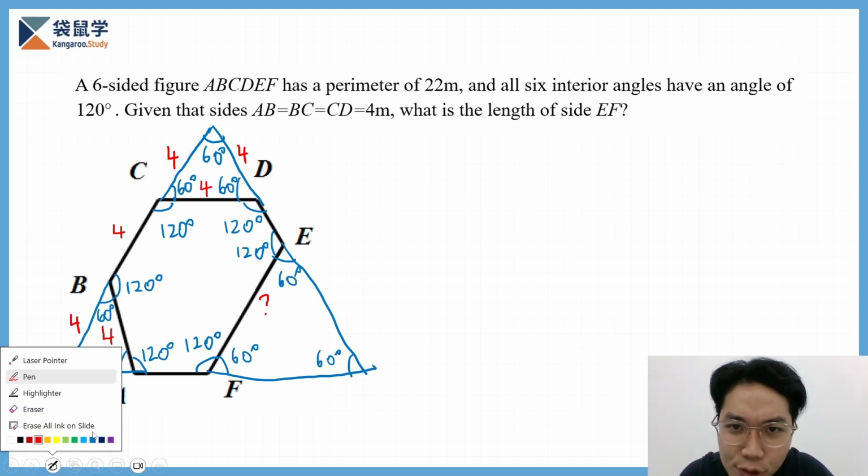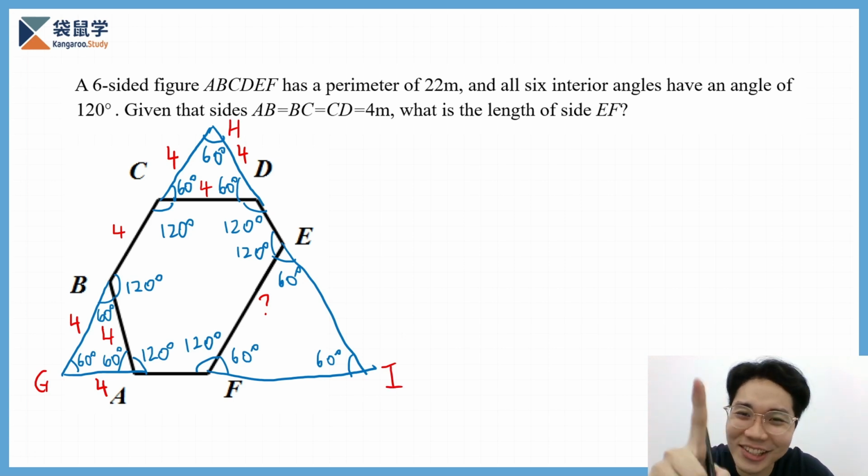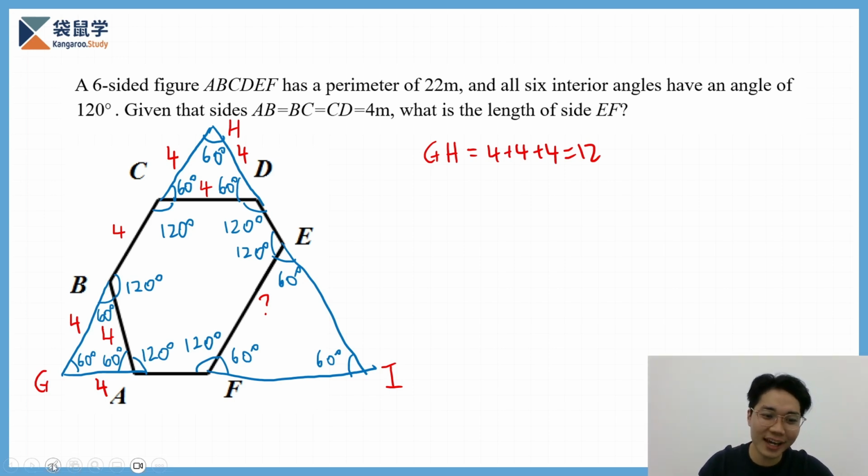Since we have a new triangle, let's name it. Since we have A, B, C, D, E, F, this is G, this one can be H, and this one can be I. And other than knowing that it's an equilateral triangle, we also know that GB is 4, BC is 4, CH is 4. So the total length of one side of this big equilateral triangle, which is GH, is 4 plus 4 plus 4 equals 12. And we know that it's an equilateral triangle.